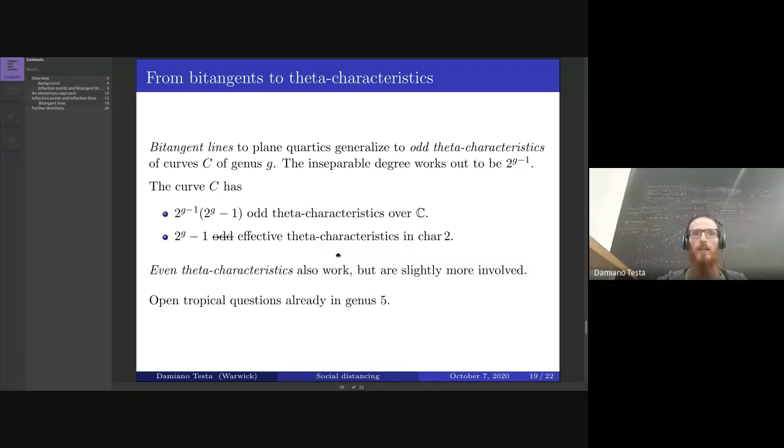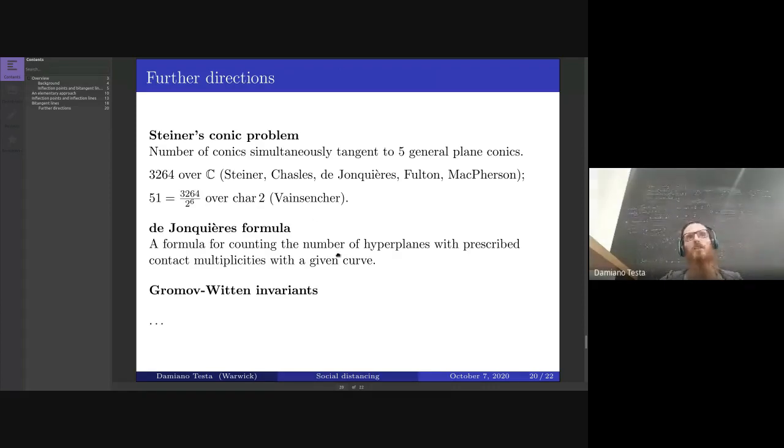Okay, I see I'm running out of time, so let me just bring up this formula because I saw Israel was in the audience. There's another famous problem that deals with tangency of plane curves, which is the number of conics simultaneously tangent to 5 general plane conics. And this number is famously known to be 3,264 over the complex numbers.